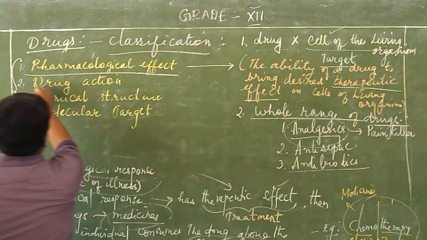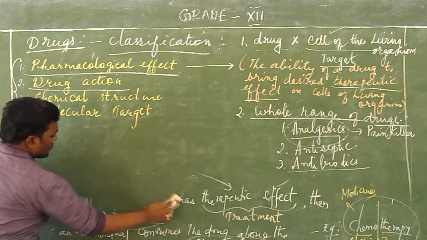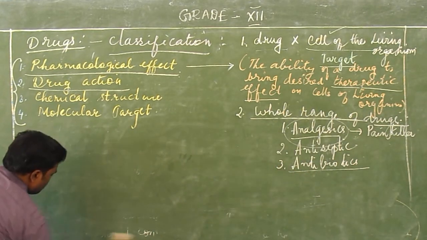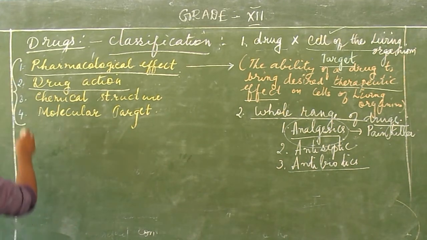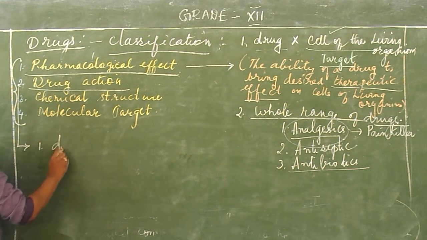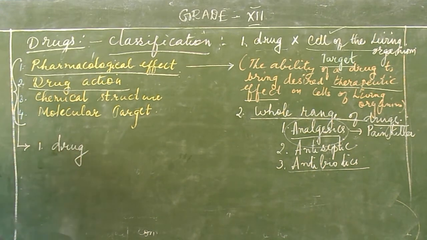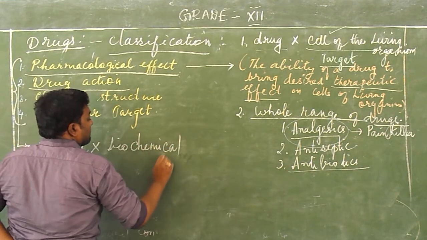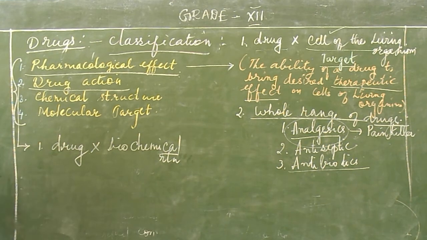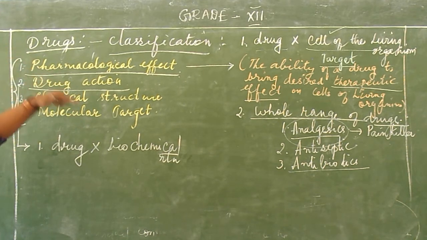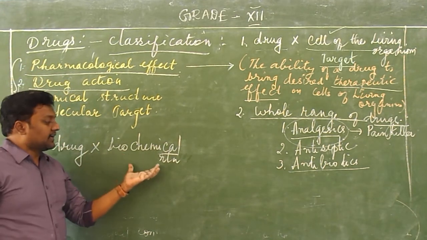Now coming to the next one, that is drug action. Second one is drug action. So the drug action, that is the first point. For the drug action, the first point. So what is the drug action? Similarly, we are taking the drug. The drug will interact with the biochemical reaction, will target the biochemical reaction. So what statement we can write? The ability of a drug to bring about the desired therapeutic effect on the biochemical reactions.